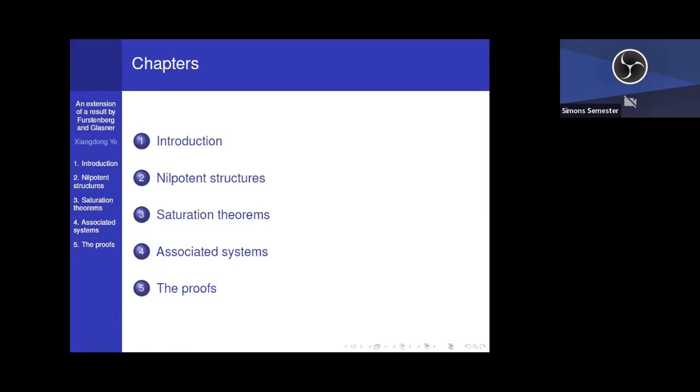Today I will speak about a result joint with Wen Huang and Song Shao. So this is the plan. After the introduction, we will introduce three tools we need to prove this theorem. Then we give the proof.